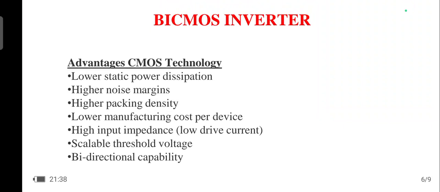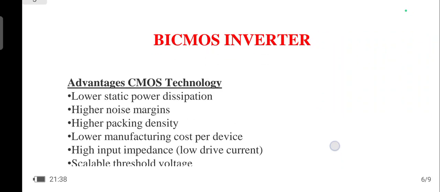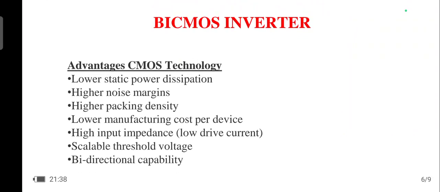The fabrication steps involved in CMOS technologies are much easier, so we require less cost for fabricating CMOS devices. They have very high input impedance, which requires very little current to drive them, and we can scale the threshold voltage up to any value, which is also one of the good advantages of CMOS technology. They also have bi-directional capability, that means source and drain terminals can be exchanged and used interchangeably.